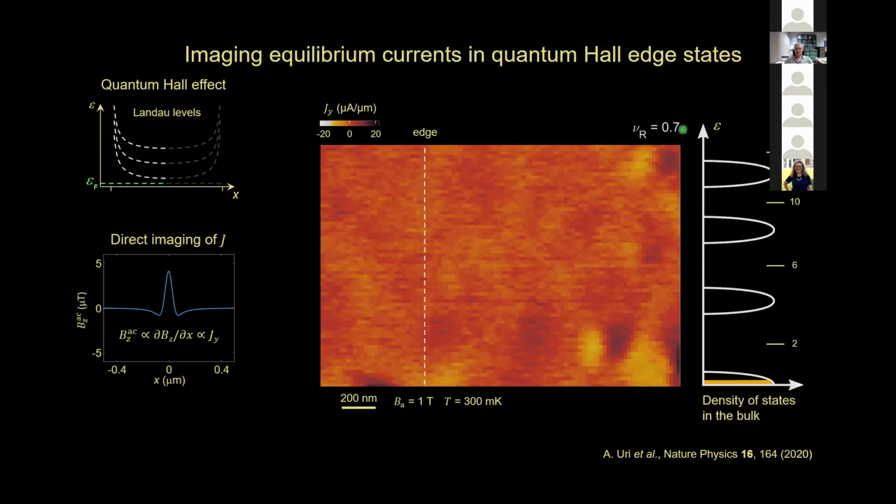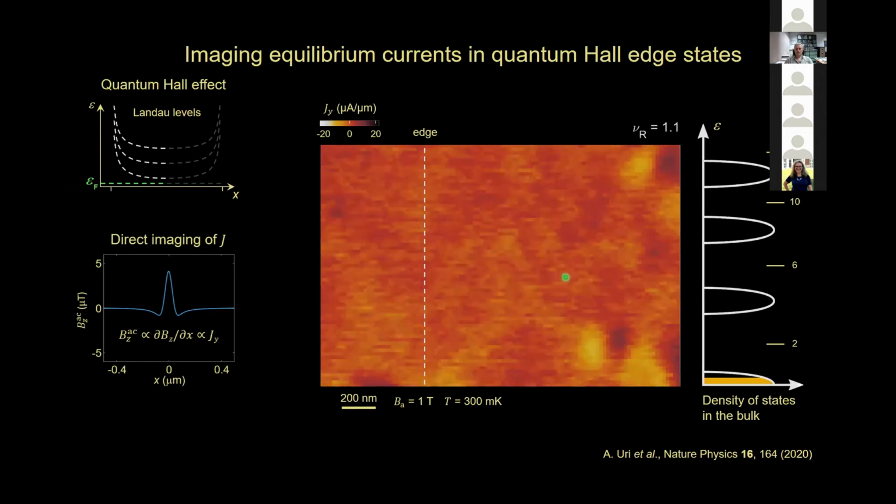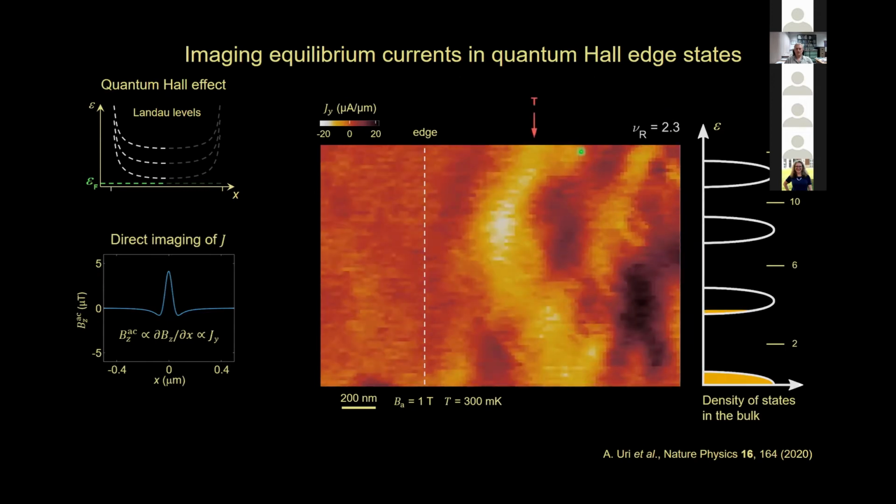So let's start from a situation where we are close to charge neutrality, so filling factor 0.7. We see no currents except those related to disorder, which I will not describe today. Now we'll increase this to fill the first Landau level up to filling factor 2. As we increase the filling factor you see currents appearing. In particular, we observe a current flowing downstream as we expect. Again, the units here are actually current density. This is the spatial resolution. So this is the direct imaging of the edge state current.